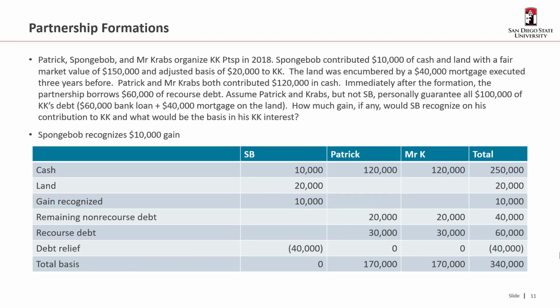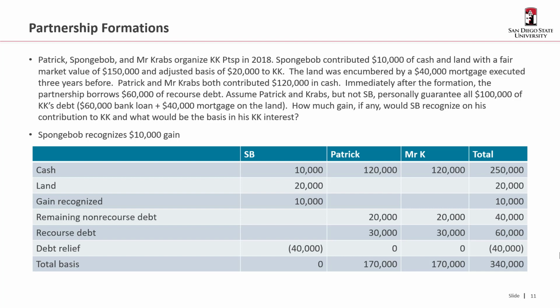Okay, one last go here. So in this case, everything is the same as the last, except this time Patrick and Krabs, but not SpongeBob, personally guarantee all $100,000 of the Krusty Krab's debt. So that's the bank loan, and it includes the $40,000 mortgage on the land. So now what is any gain and any basis for these partners? So in this case, because the debt relief that SpongeBob receives is greater than the basis he had in the property he contributed, he's going to be required to recognize a gain of $10,000.